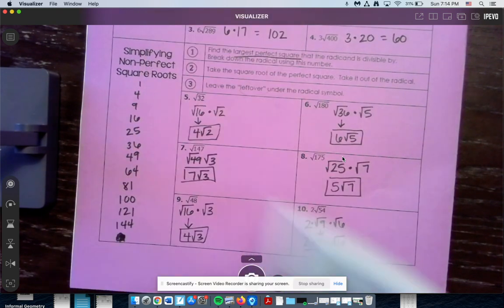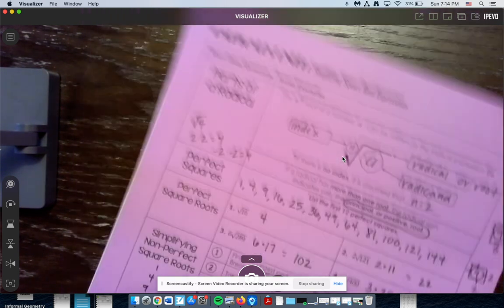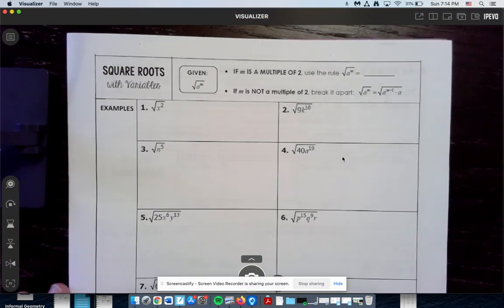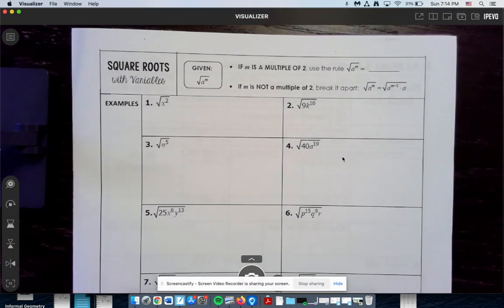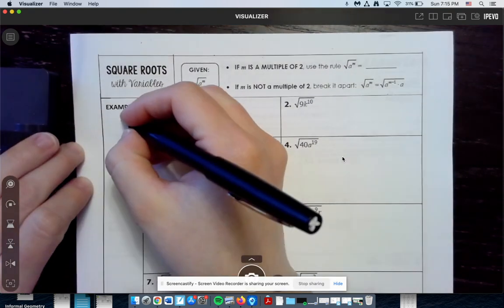Okay, how'd that go? Kind of weird? Kind of nice? Because now we're going to try the same thing, but we're going to take it to the next level and introduce some variables. So flip it over. Let's try some square roots with variables, okay, you guys? So I'm again just going to really quickly write down our perfect square list here.